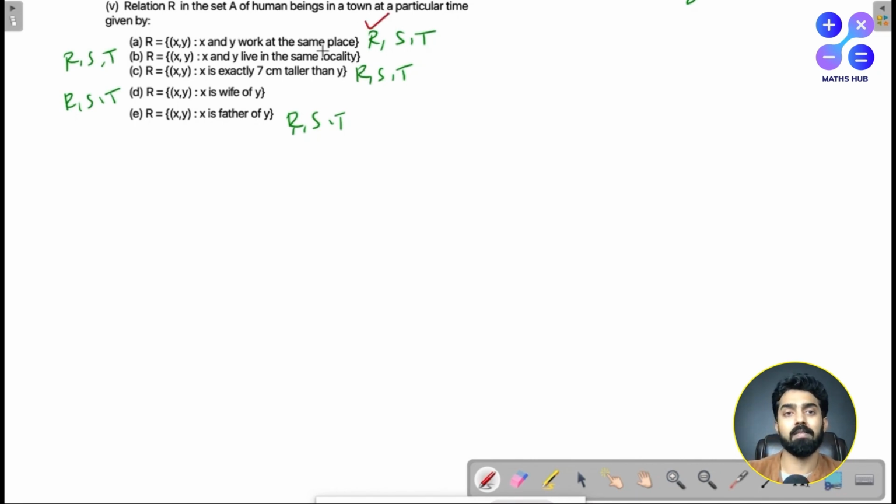That's true. It is reflexive. Is it symmetric? If x and y work at the same place, will y and x work at the same place? Obviously. And if x and y work at the same place and y and z work at the same place, do x and z work at the same place? Obviously. It's true in all cases.